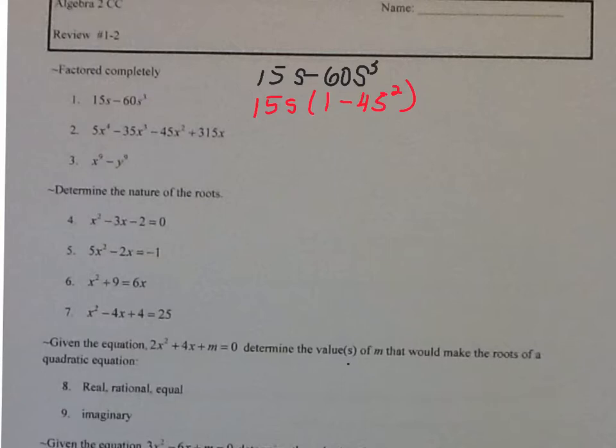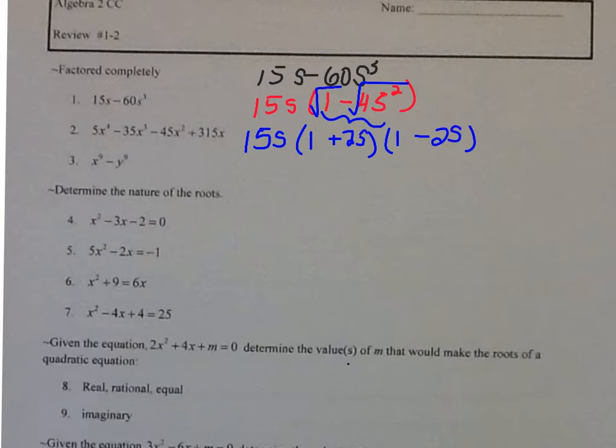Now I look inside the parentheses, and I notice I can factor that again. That is the difference of 2 perfect squares. So I bring down the GCF, 15s, and 2 parentheses, one is a plus, one's a minus. To figure out what goes inside, you take the square root of these. The square root of 1 is 1. The square root of 4 is 2. And the square root of s squared is s. So my answer is 15s times 1 plus 2s times 1 minus 2s.